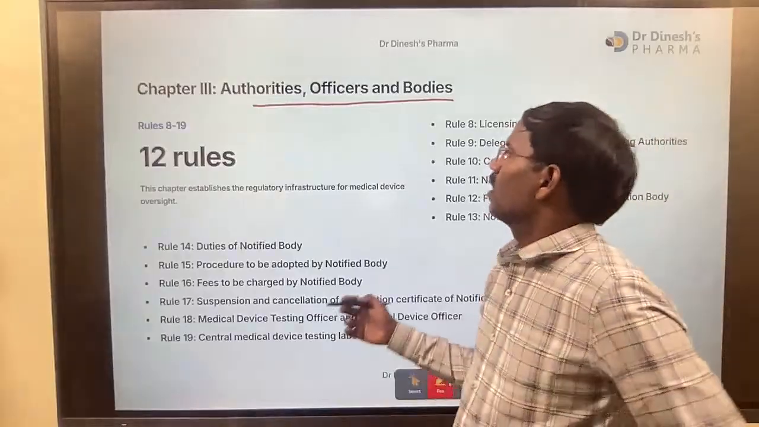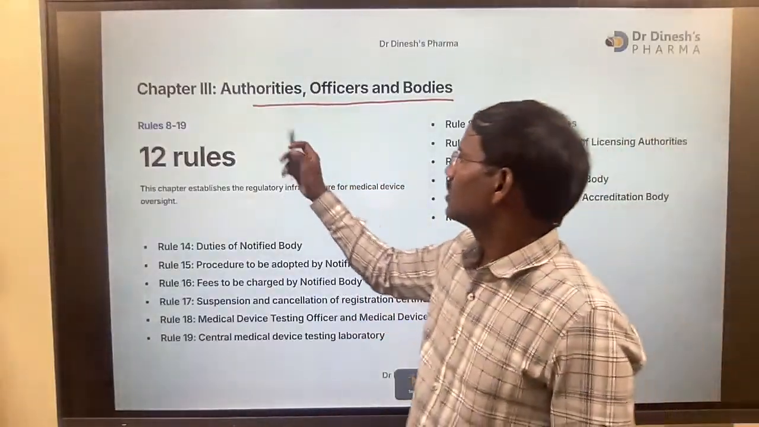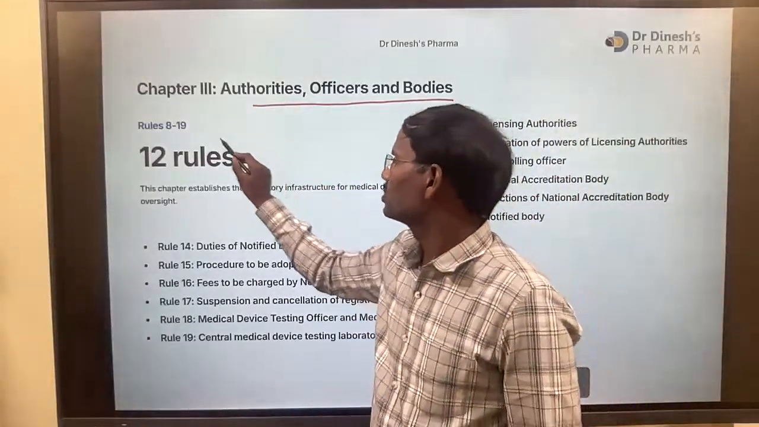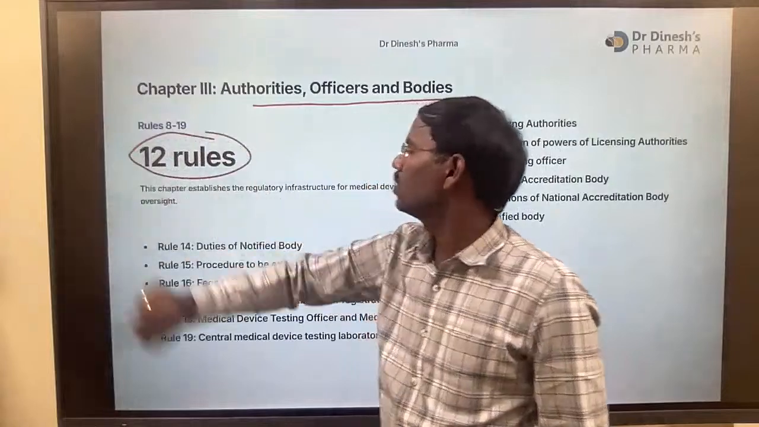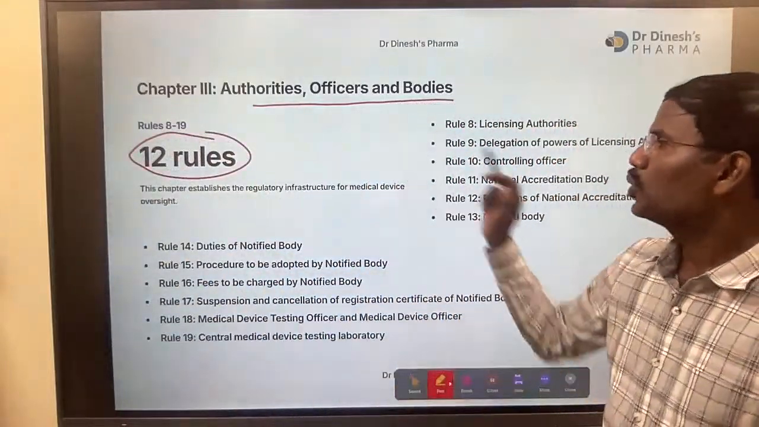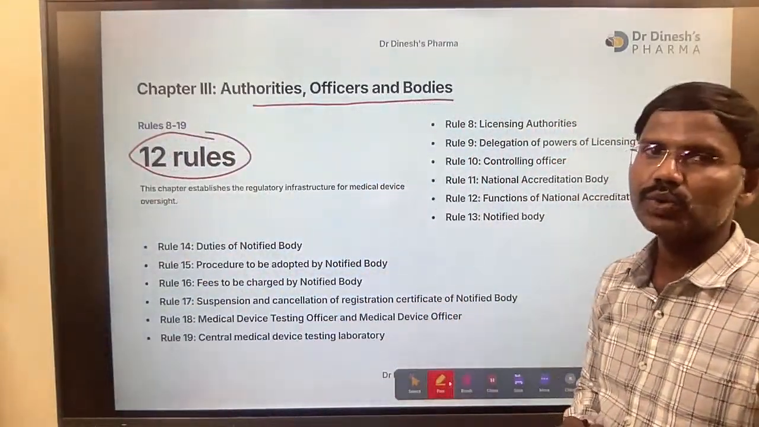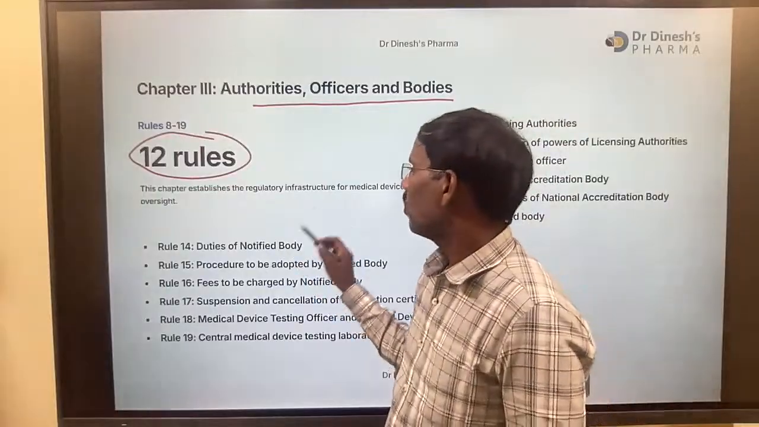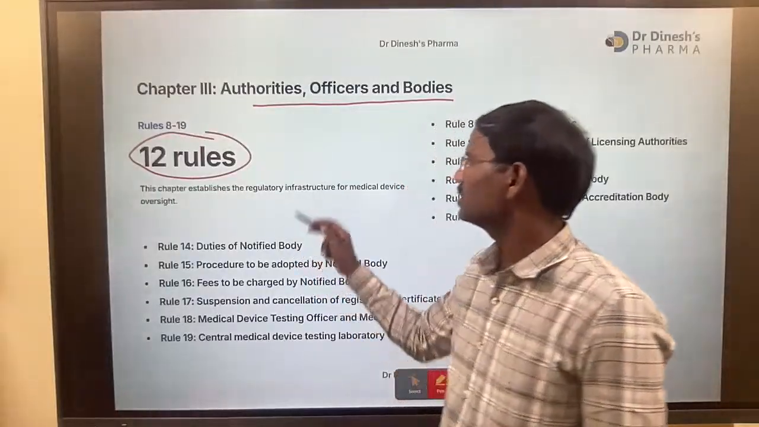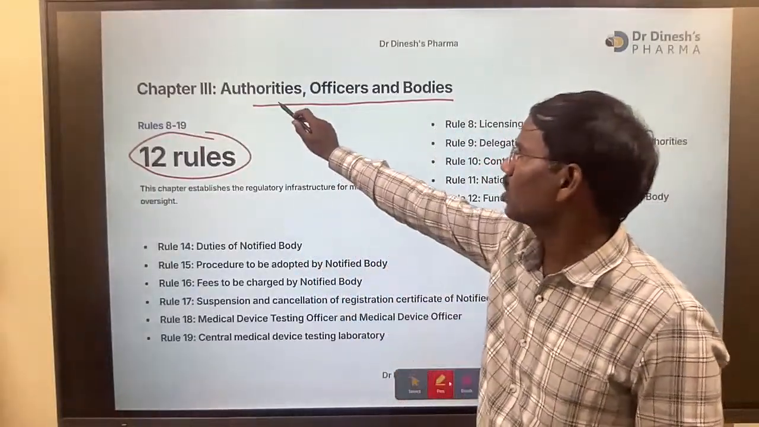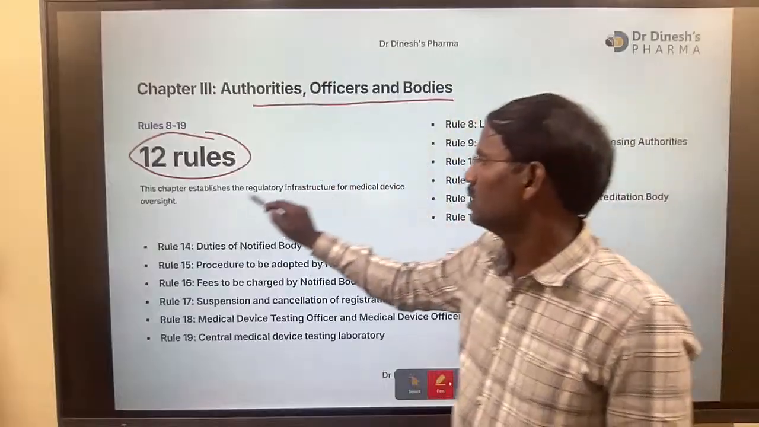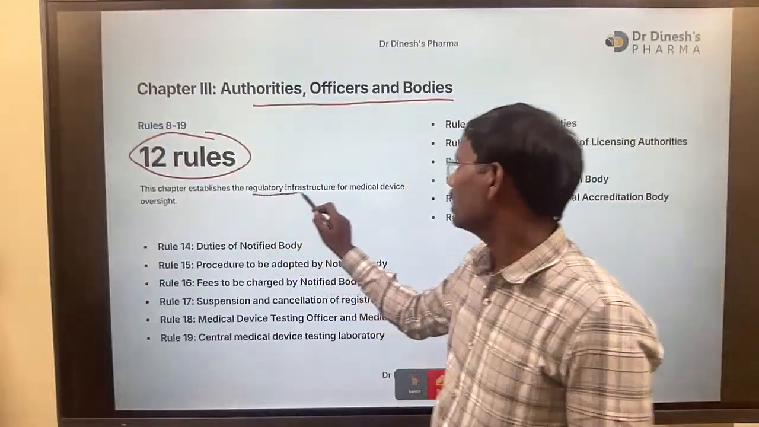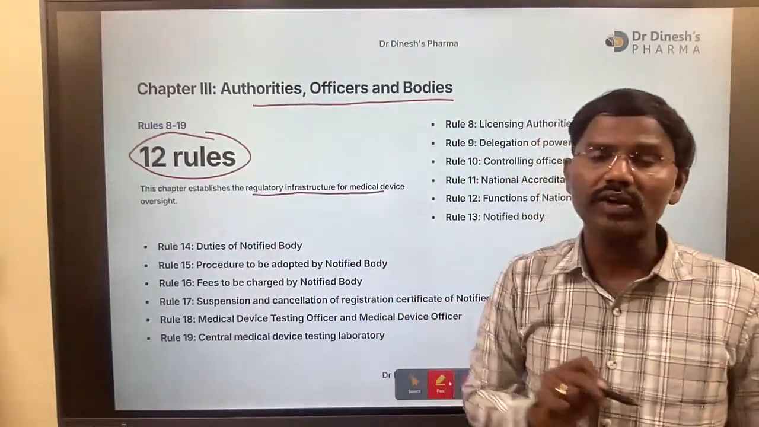Chapter 3 contains 12 rules, rule number 8 to 19. So what are the different rules? 12 rules are present in this chapter 3. They talk about authorities, officers, and bodies. This establishes the regulatory infrastructure for medical device oversight.